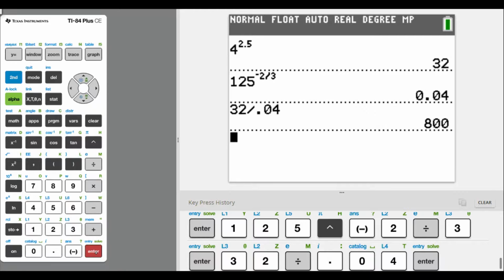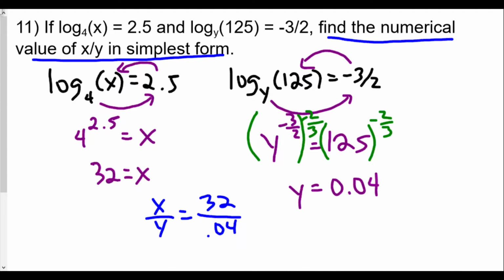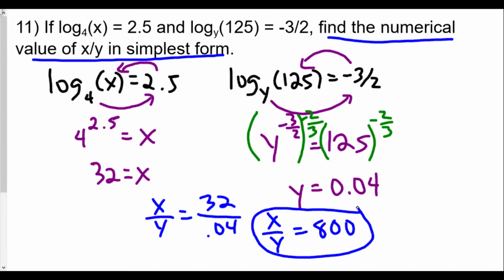So we go back to our question. X over y numerically is equal to 800. And there you go, that's question number 11. We had to change our log equations into exponentials to help us solve for the unknowns. In this case, we need to know how to switch from log to exponential. In a previous video, we talked about the circular method, starting with the base, going to the exponent, giving us the answer.